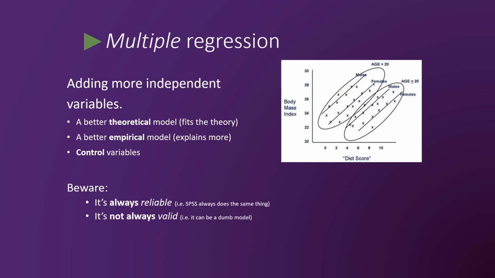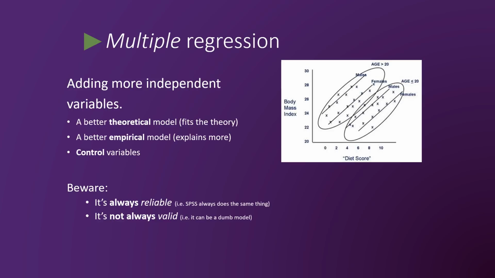Something to be aware of: this procedure, multiple regression analysis, is always reliable, as all of the other procedures that we are doing are, especially when you do them in a computer program like SPSS, because the program always does the same thing. It's just a calculator in a way, and a calculator is predictable. It does the same thing, so it's reliable.